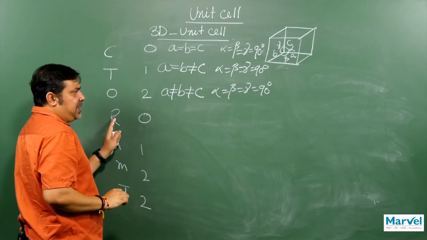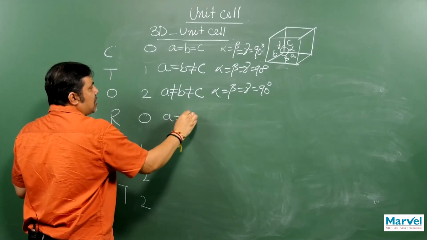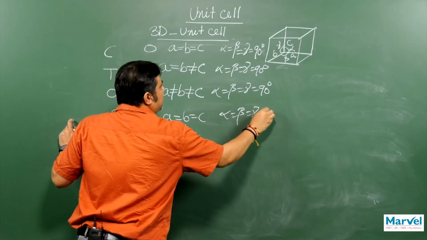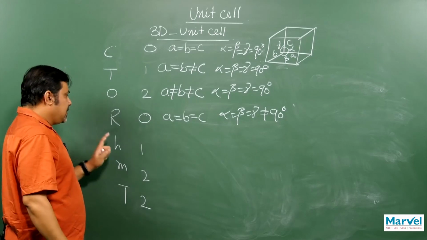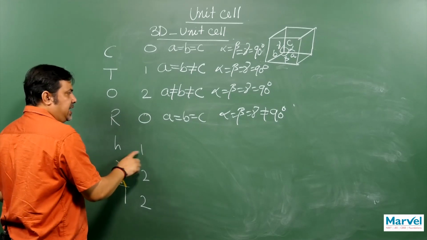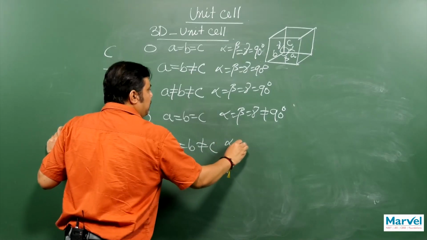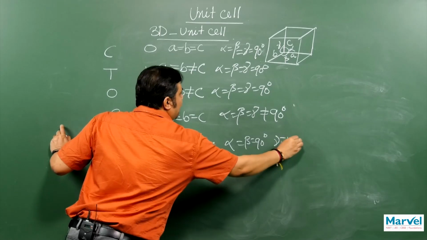Now when it comes to R, that means no inequality is there. A equals B equals C, alpha equals beta equals gamma, not equal to 90. And now this one has one inequality. A equals B, not equal to C, alpha equals beta equals 90, gamma equals 120.